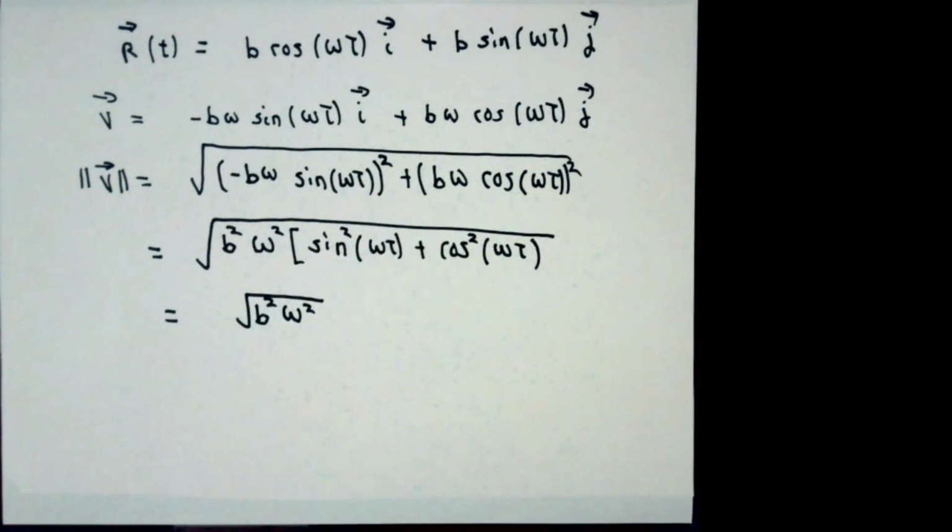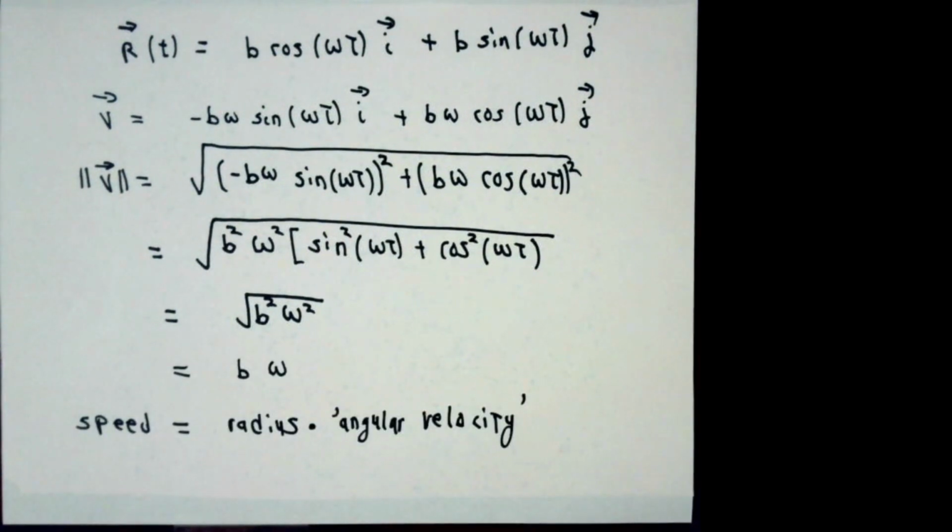However, we also know that both b and omega are positive, so radical b squared and radical omega squared need not have the absolute value symbols on them. As a result, for this particular vector-valued function that we're looking at, the speed works out to be a constant. It works out to be b times omega. B is the radius of the circle we're talking about, and people often call omega the angular velocity.